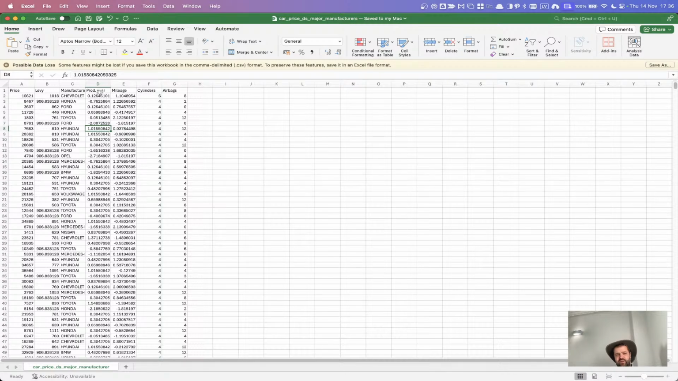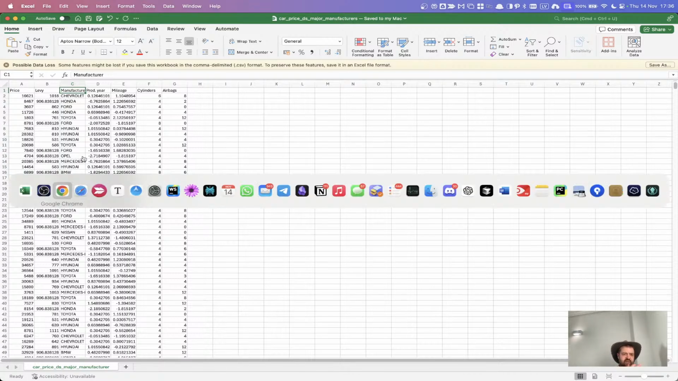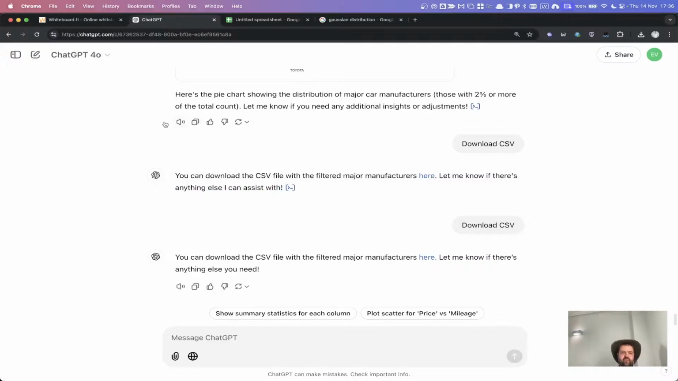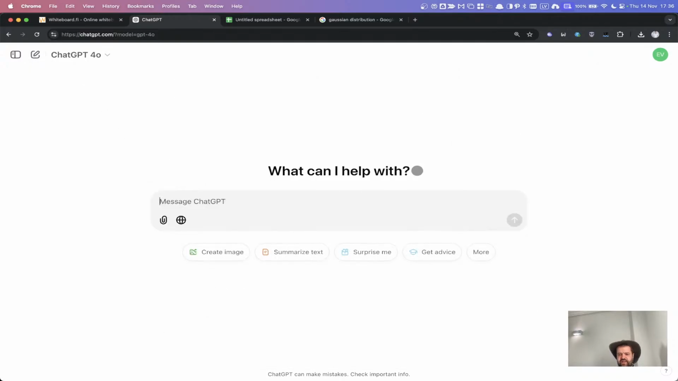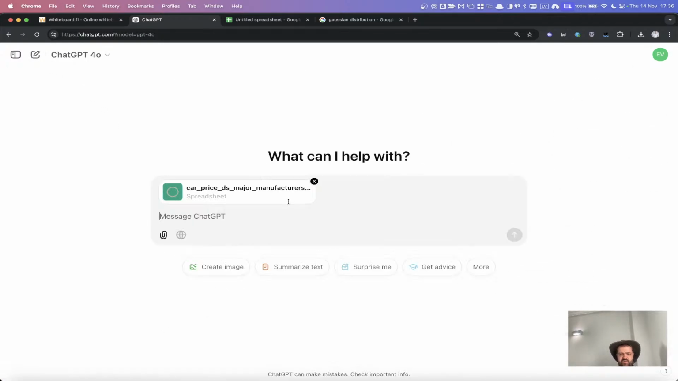The best way would be also to standardize these things, and now I want to focus on changing this manufacturer column into one hot encoding. So let's see how we can do this. So in this case, if I had done something with Excel, I definitely would start a new chat. So now I will drop in.